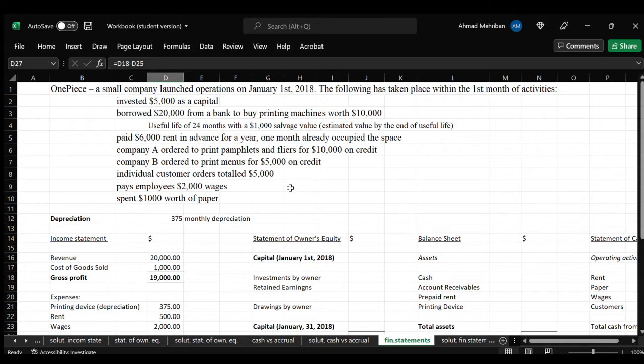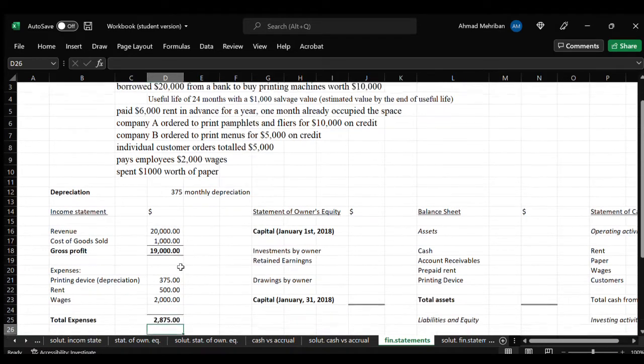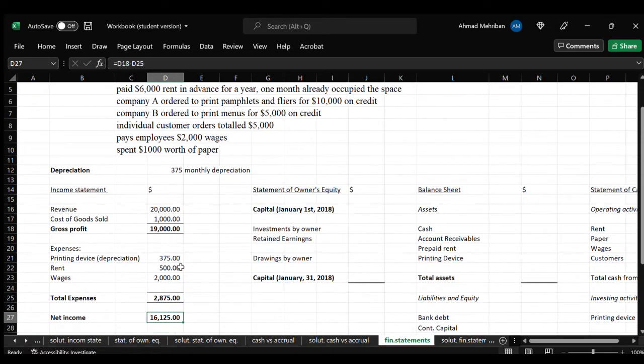So now that we have finished calculation of our income statement, we have established that the net income is $16,125. Now we can complete our statement of owner's equity. The reason why we need to complete the income statement first is because part of the statement of owner's equity is retained earnings.